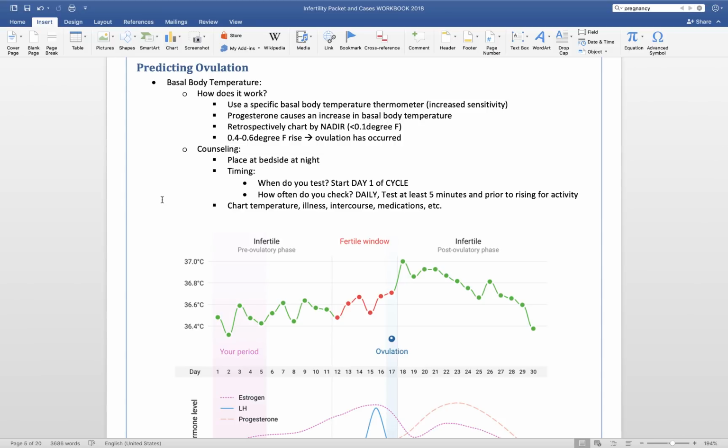Predicting ovulation. All these types of kits are available over the counter and can be easily purchased online. You can purchase them on Amazon. Patients might come to the pharmacy asking how they can help predict ovulation and improve their chances of conceiving and improve their fertility. Basal body temperature and ovulation predictor kits are both available.